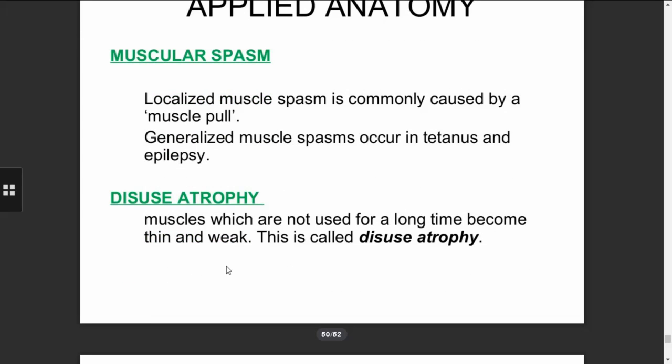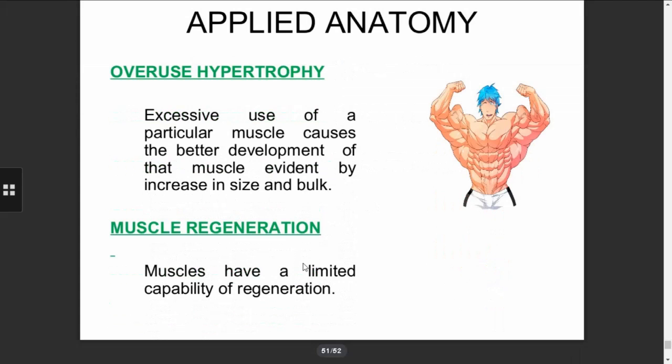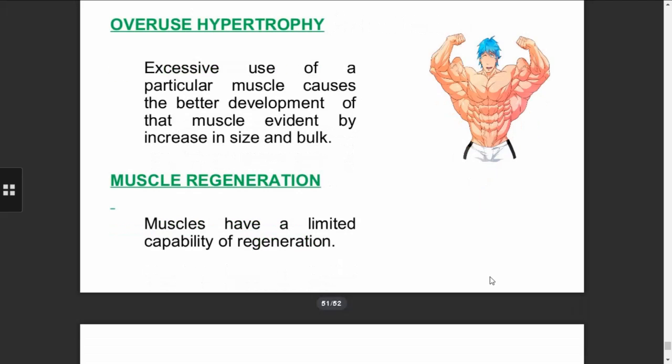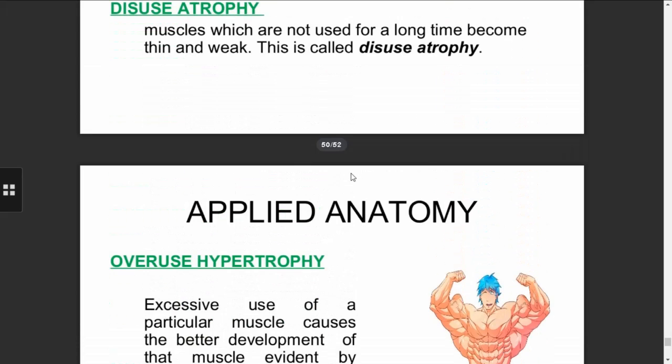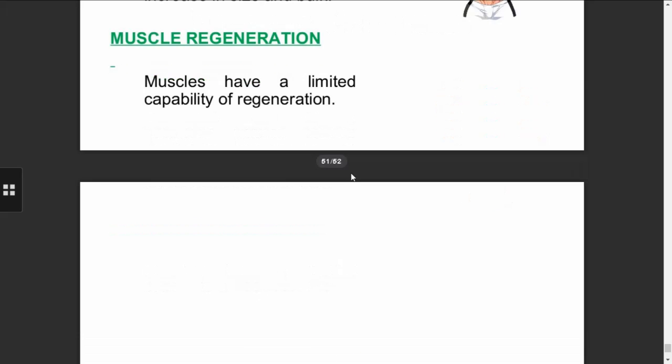Disuse atrophy. When we don't use our muscle for a long time, they degenerate and become thin and weak. This is called disuse atrophy. Overuse hypertrophy means that if we use our muscle for a long time, then they will increase in size and become strong. Muscle regeneration. Muscle has limited capability of regeneration, means that it can regenerate small lesions, but if more than 50% of the muscle is gone, then it is not possible to regenerate.